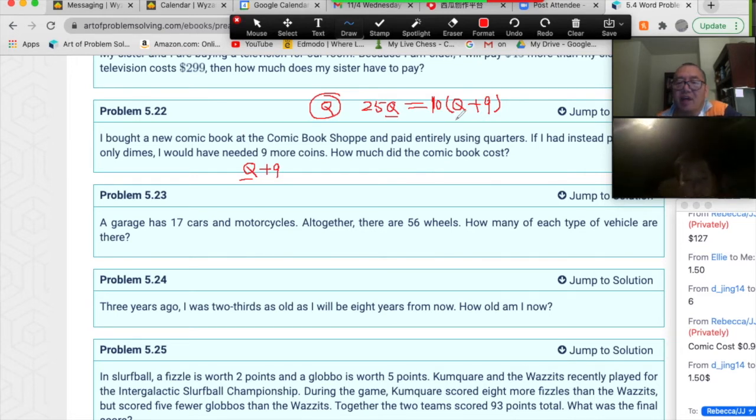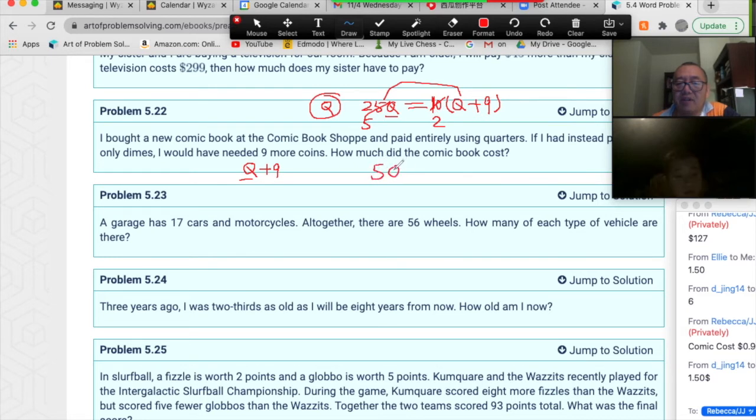So Q is the number of quarters, then plus 9 gives you the number of dimes. Each dime is worth 10 cents, so you times 10. These two sides should be equal because both represent the price of the book. Then you solve this equation. First, we can cancel the common factor between 10 and 25, because each number is divisible by 5. So this one becomes 2, this one becomes 5.